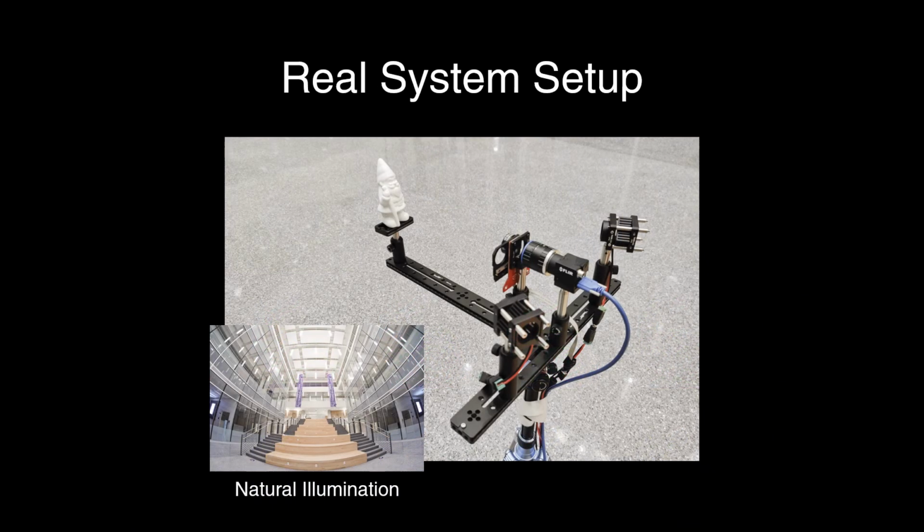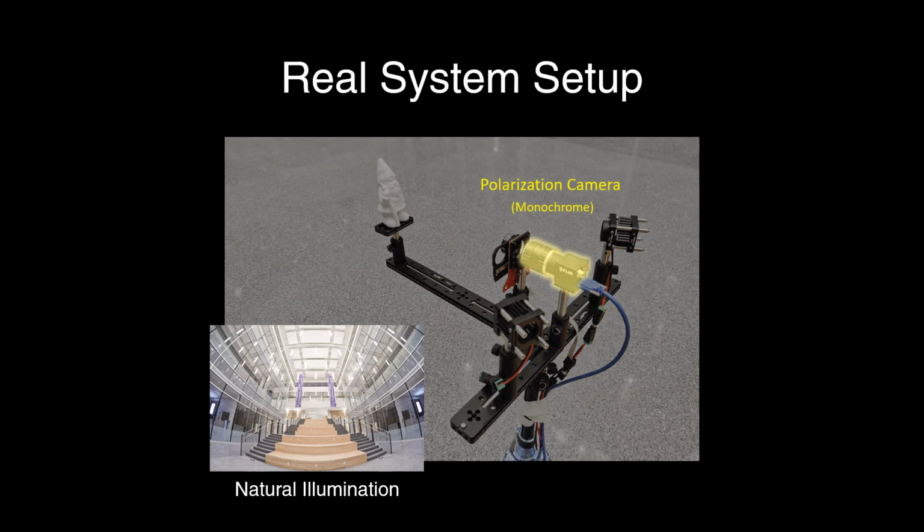We have built a prototype acquisition system and performed experiments under different indoor and outdoor environments. Our system consists of a monochrome polarization camera and 2 circularly polarized light sources. We use a quarter-wave plate retarder in front of the camera to measure circular polarization. The target object is placed around 50 cm away from the camera.